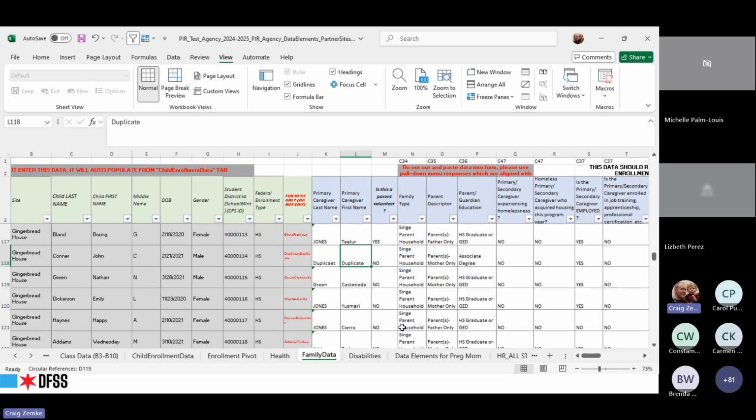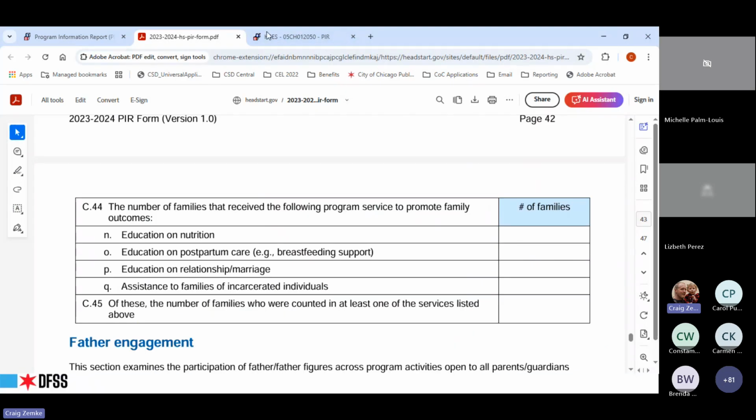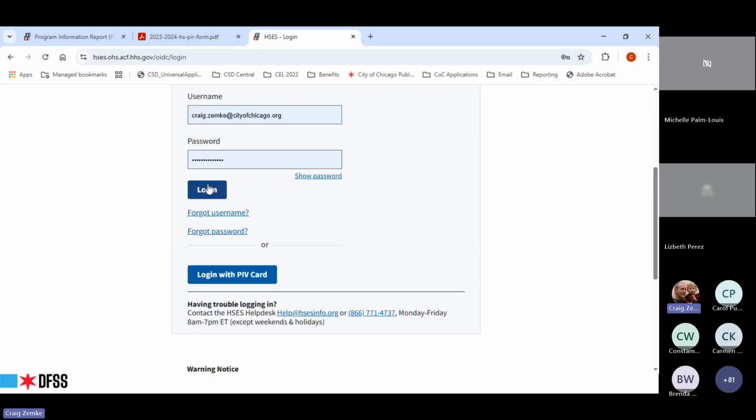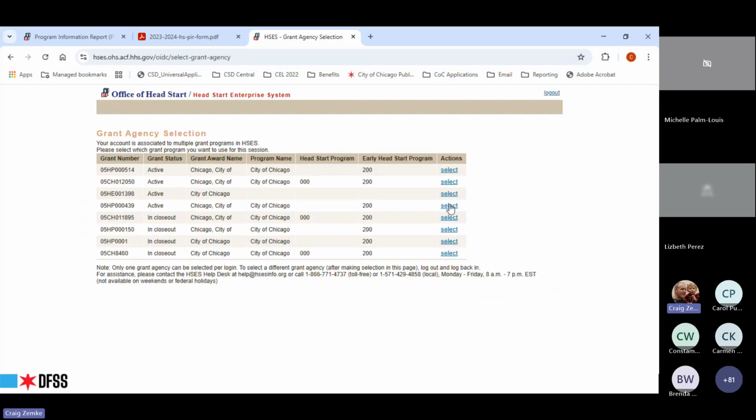So that's in the case where you've got two siblings in the same program. But if one of them is in Head Start and one of them is in an early Head Start program, we do need the parent in there twice, because those are two separate reports. So you will notice here when we, no, I'm already logged out. This is really timed. You can't stay logged into the Head Start system.